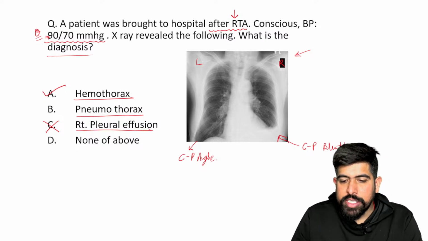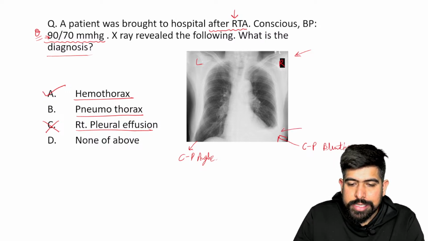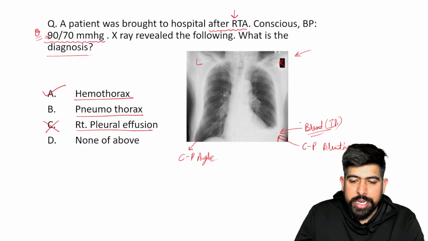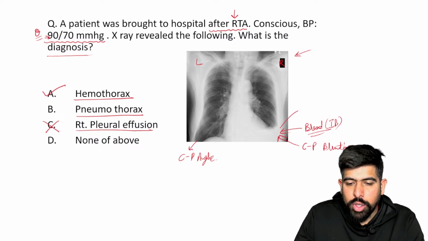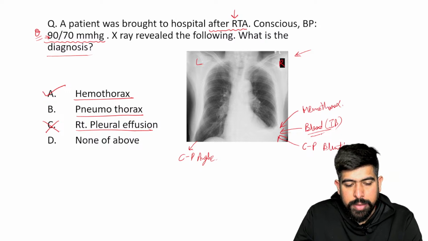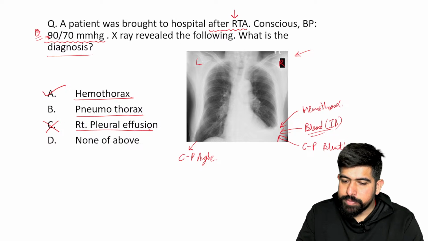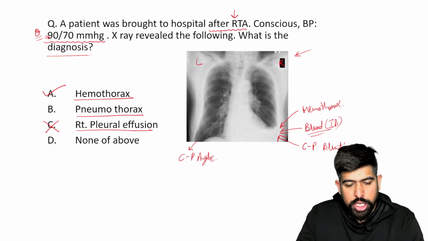So this CP angle which is blunting here, what is here? This is the blood. Okay, and this is your internal bleeding, and the case of your hemothorax. Hemothorax. Okay, blood in the thoracic cavity. Is it clear? Should we move forward?